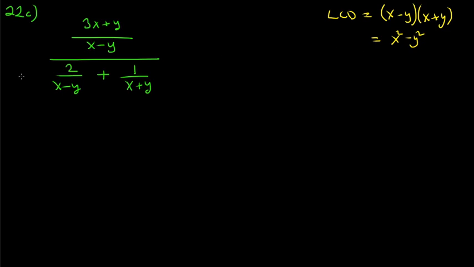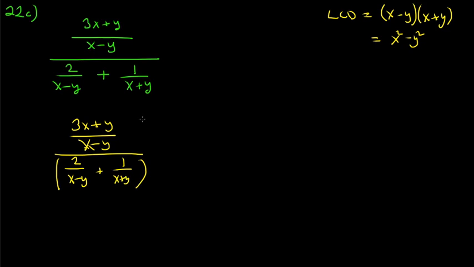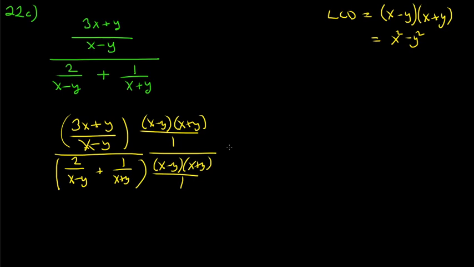So our goal here is to multiply this numerator and all of these denominators by the LCD, which is x minus y times x plus y over 1. And then the same thing in the denominator, x minus y times x plus y over 1. And again, you get a mess, but the mess for the numerator is 3x plus y times x minus y times x plus y all over x minus y.